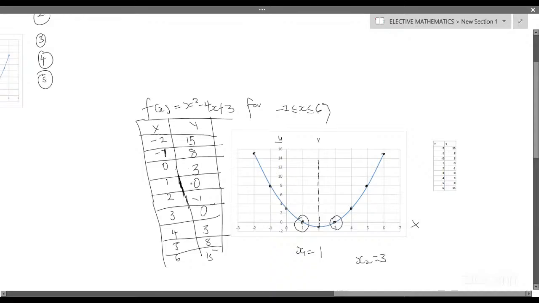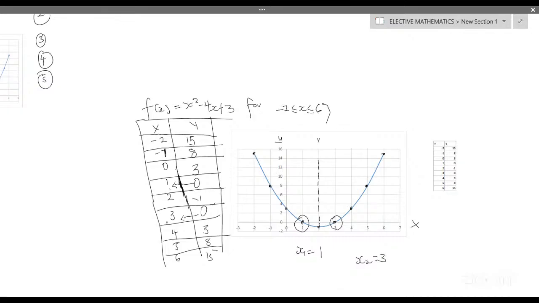So from your table, what you do is that you check the y coordinates. From the 0, you point. So this is your first x1. From the other 0, this is your x2. You get a point. Good. So that is a very simple way you can plot your graph.